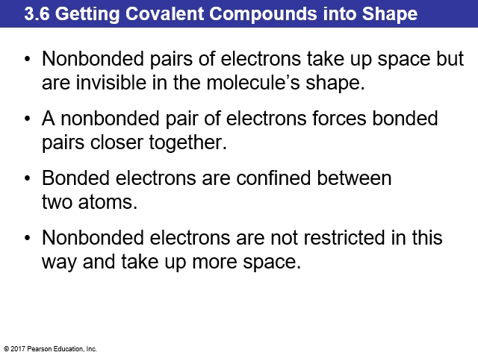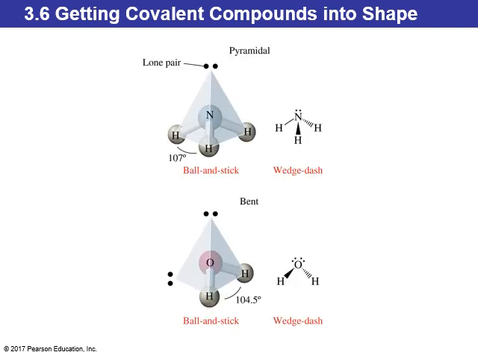The bonded electrons are confined between the 2 atoms involved in the bond. We've already discussed all of this, just reviewing. And the non-bonded electrons are not so restricted in this way, and so they take up a little bit more space than the bonded electrons. So those lone pairs take up a little more space than our bonding electrons do. So these are just some graphical representations to drive home some of these ideas of how these lone pairs force these bonding electrons down into different shapes.